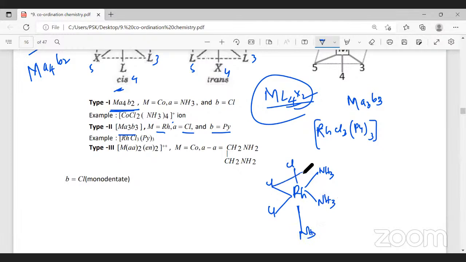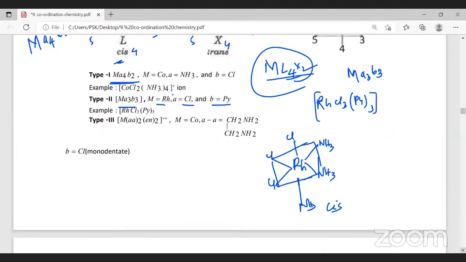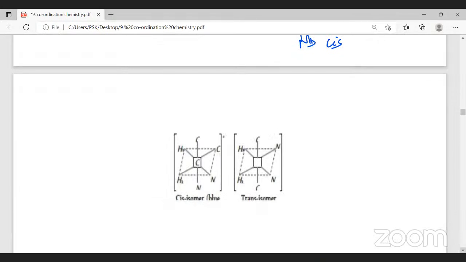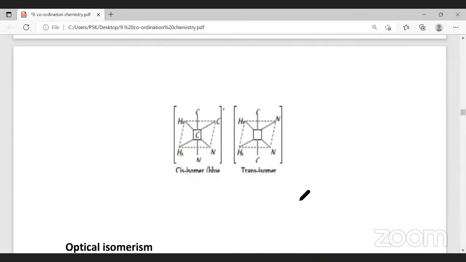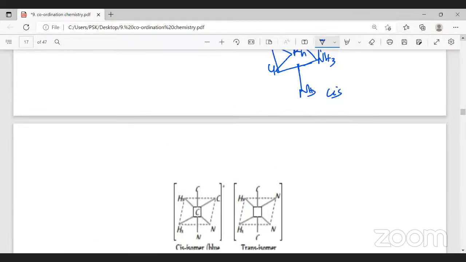See, this is a square planar. Now you can see these chlorine atoms are close to each other. Therefore, this will be called as what isomer? Cis isomer. See, they have mentioned this geometry here, for different complexes they mentioned. Okay.